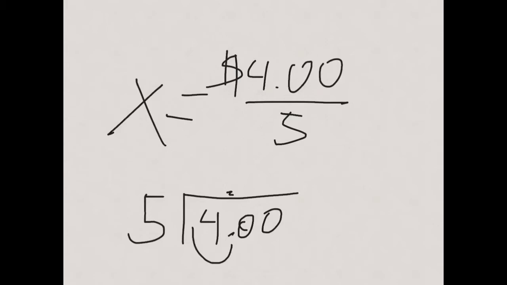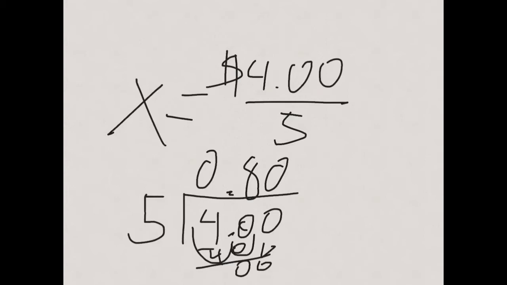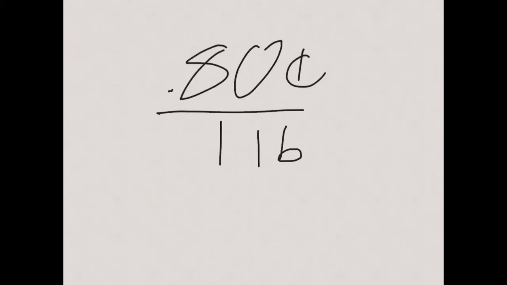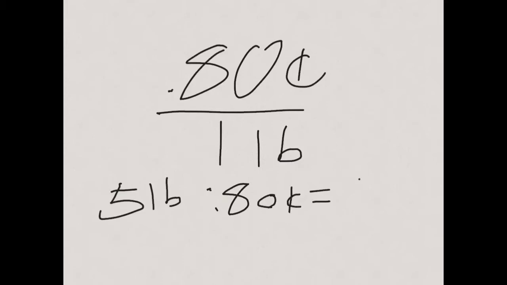Okay, can I go into 4? Zip to 40, 8 times. That's 40. Get 0, drop the 0. So what I get is 80 cents. So I pay 80 cents for every 1 pound. I'll use LB. And this makes sense because I bought 5 pounds to start with. What is 5 times 80? That's $4 again.